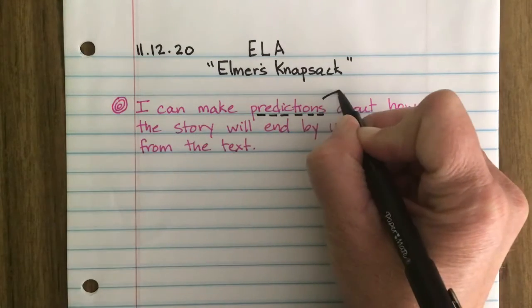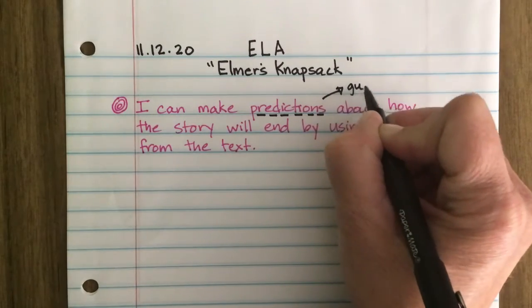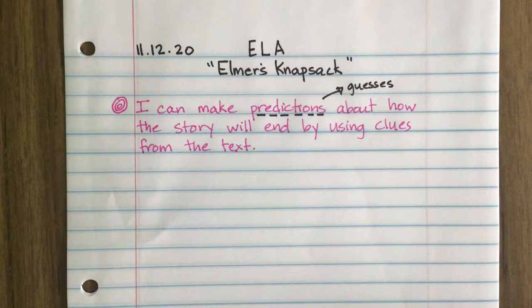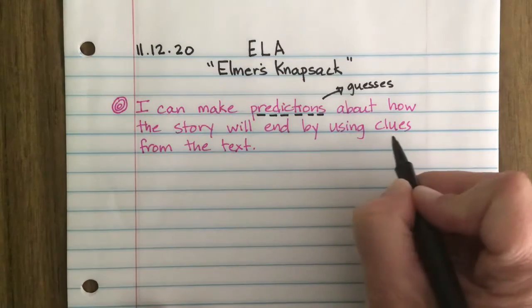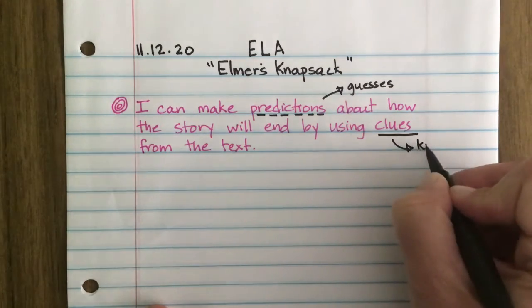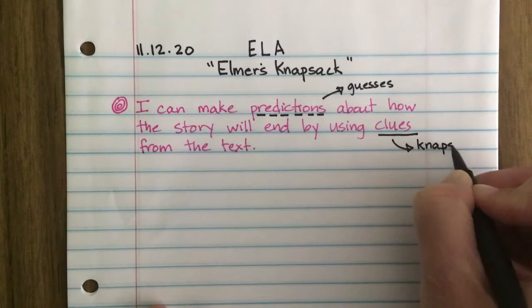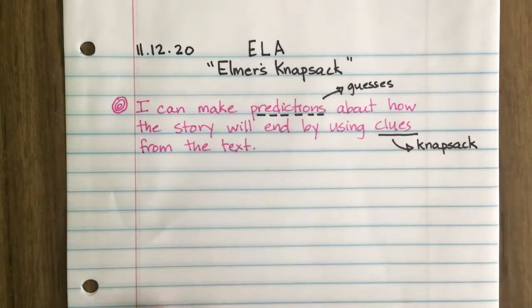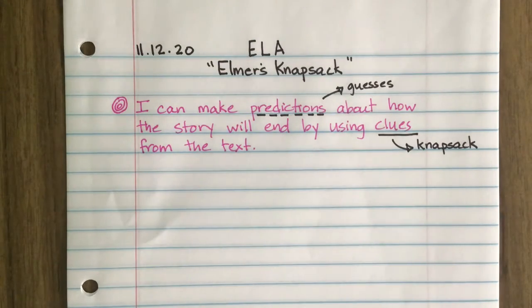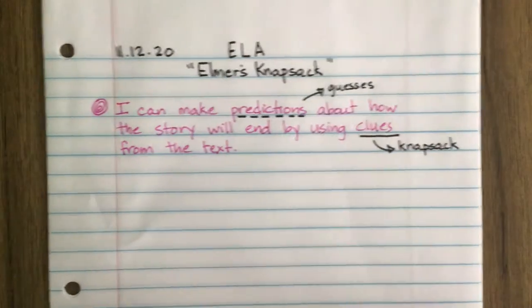Remember, predictions are like guesses, but it's not just a guess out of the blue. It's a guess that you make by using your text. So I can make predictions about how the story will end by using clues. And the clues that we're going to use today are all about the knapsack. So I can make predictions about how the story will end by using clues from the text. Make sure you can see all that.